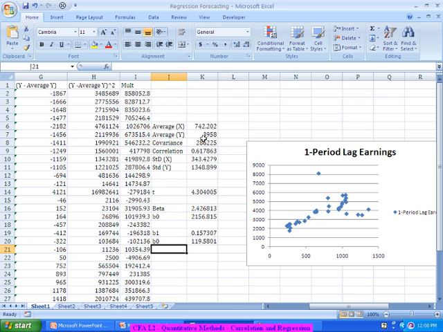The t-test in case of regression has B1 equal to 0 as my null hypothesis, and B1 not equal to 0 as my alternate hypothesis. And the way I test is B1, whatever the value we got, divided by the standard error of B1. And from our perspective, we don't need to compute the standard error of B1. We get the value for the standard error of B1.